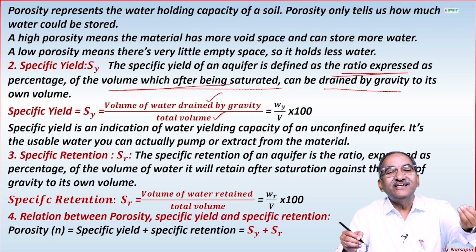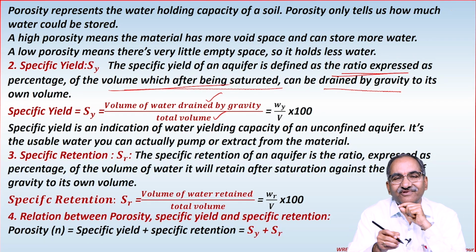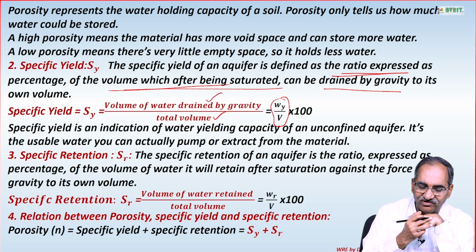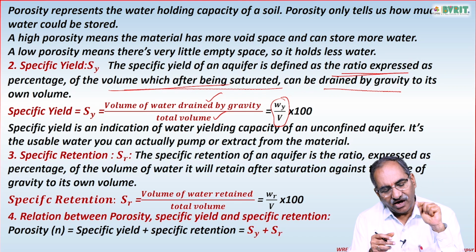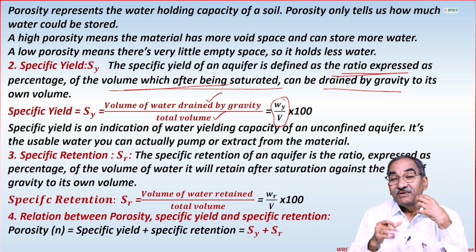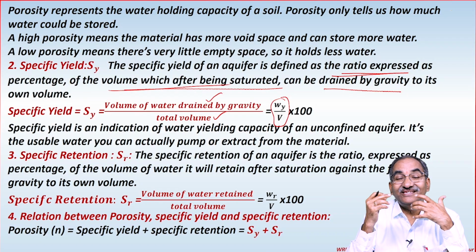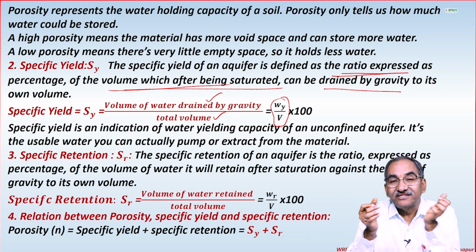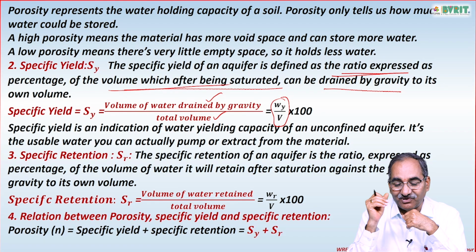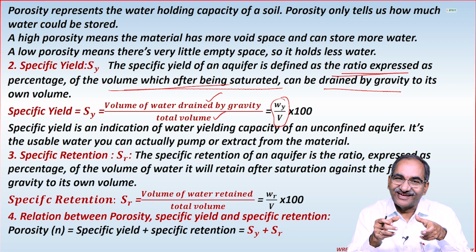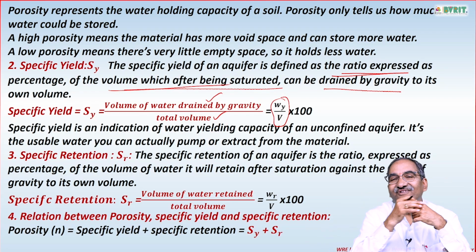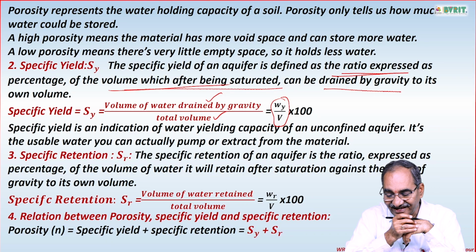Yield means output. Yield means something coming out. So that is what we call specific yield. It is nothing but W_y divided by total volume into 100. Whether it is porosity or specific yield, we always express it in terms of percentage. Like porosity represents the water holding capacity of a soil, specific yield expresses the water yielding capacity of a soil, how much water it can drain off.